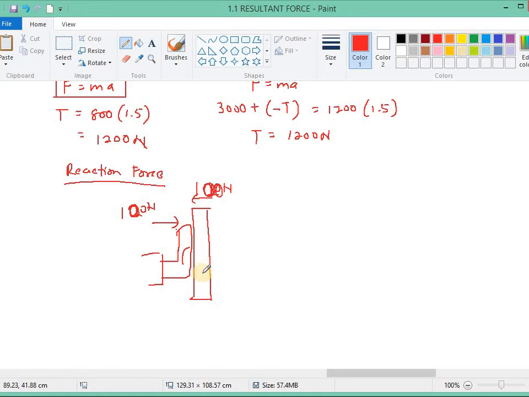But let's say, because this is a piece of wood, if the force is too big, let's say 10,000 Newton, this plank cannot produce 10,000 Newton. The maximum, let's say, is 9,000, for example. Maximum 9,000.